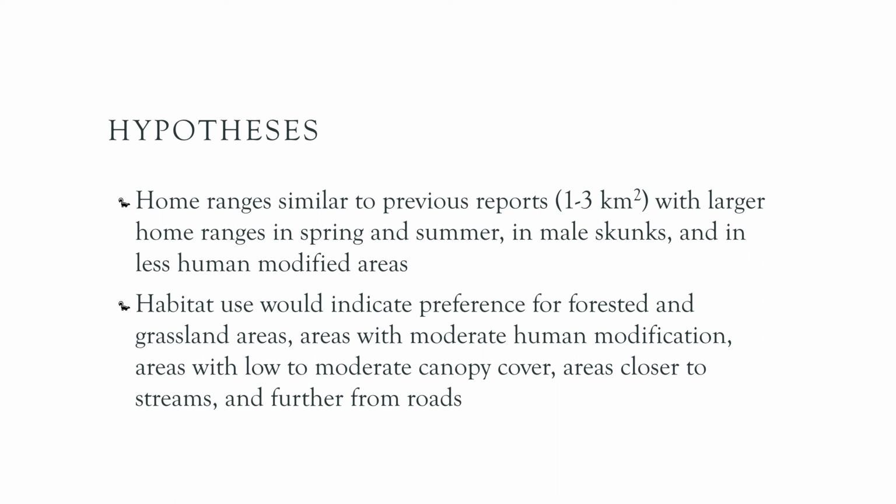I expected that habitat use would indicate preference for forested and grassland areas because that's what they've often historically been associated with, and also areas with moderate human modification based off of my previous work, and also based off of the fact that human modification brings with it some supplemental resources. I expected they would prefer areas with low to moderate canopy cover. Even these historical studies out of the 1930s are indicating that striped skunks associated with woodlands are also associated with openings in those woodlands.